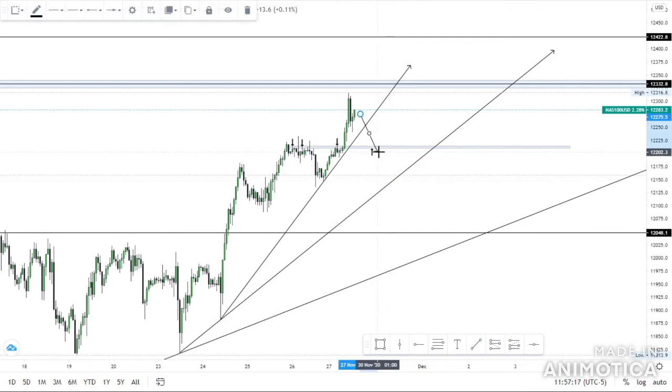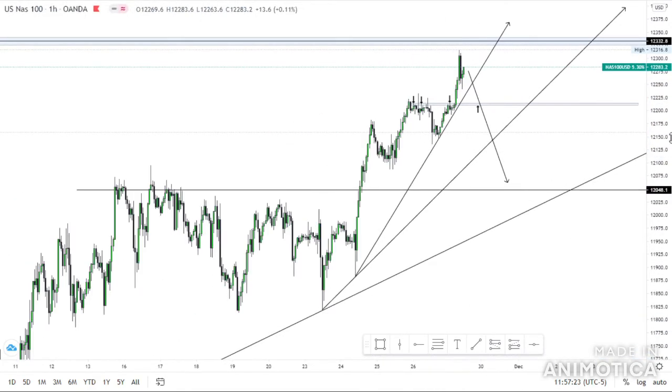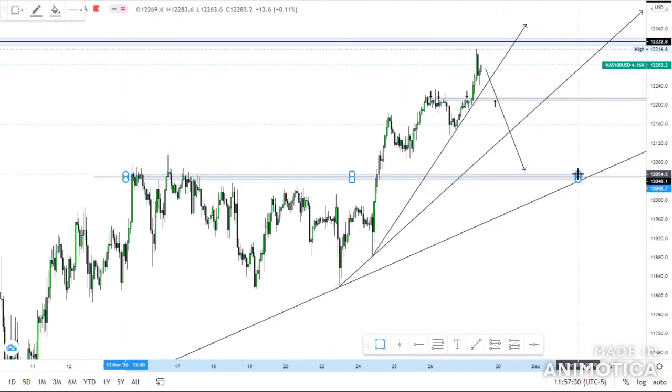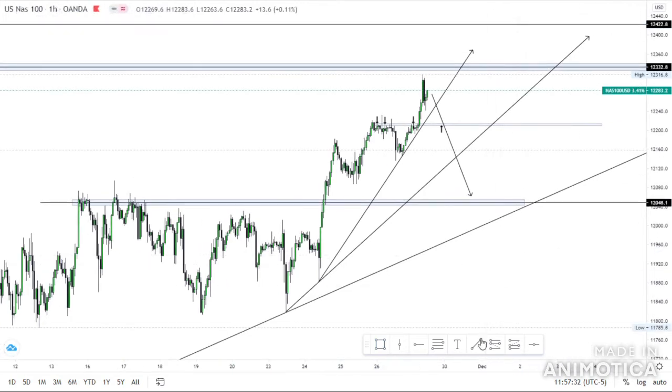But if she decides to push us through this trend line, you have your outer trend line, and obviously you have this resistance right here. And then you can obviously head towards the upside. That's our possible scenarios for buys.